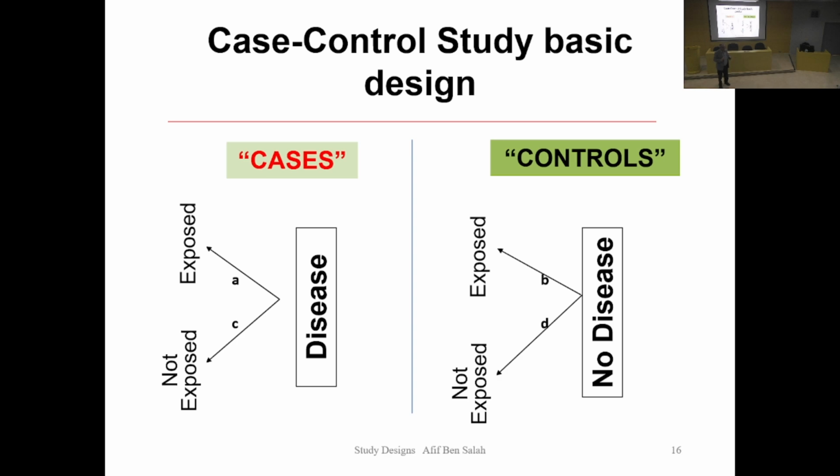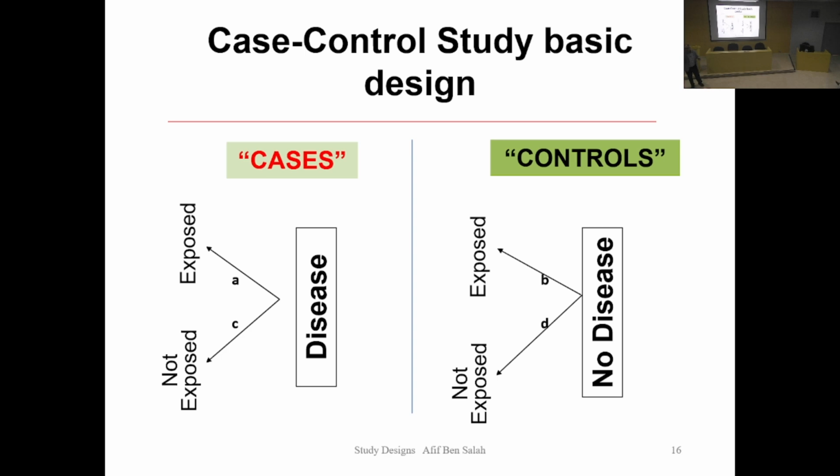What do you expect the values of A, C, B, and D to be if the risk factor is effective, meaning it is really influencing the disease? Can you compare A and C, for instance? Exactly, A will be significantly higher than C. And D among controls will be significantly higher than B. Right? This is the whole story.